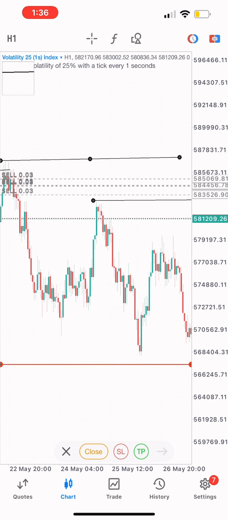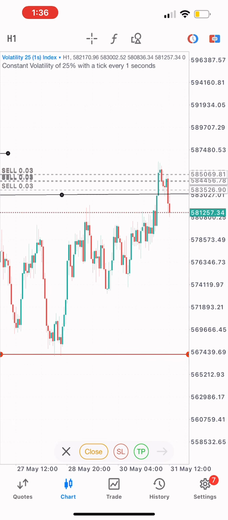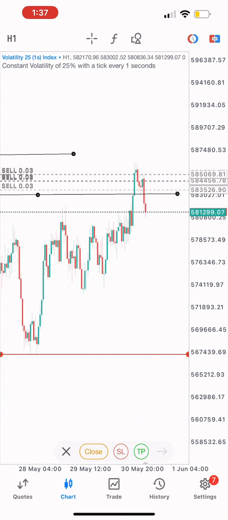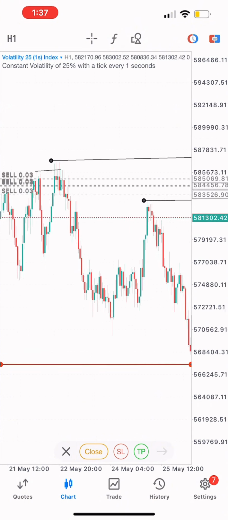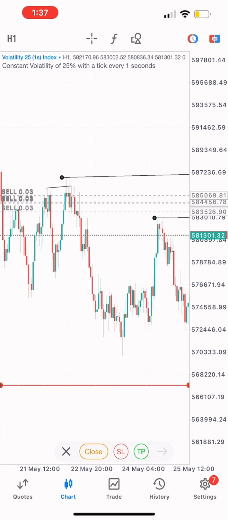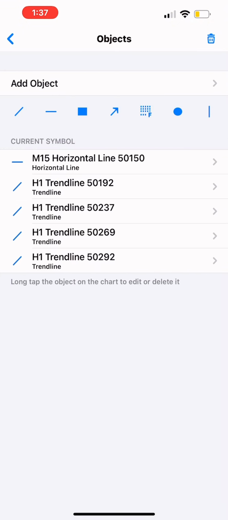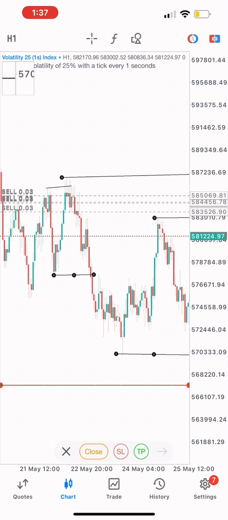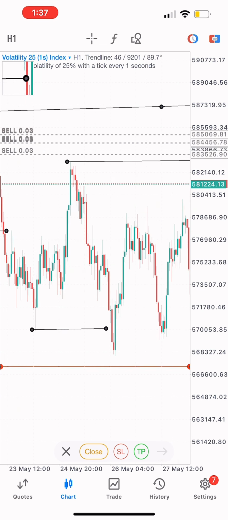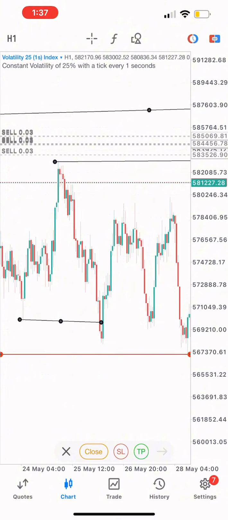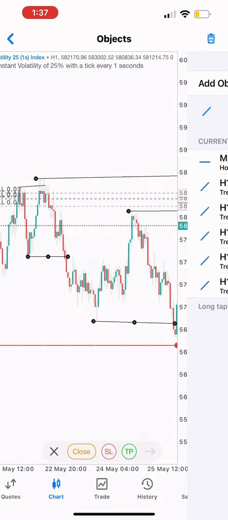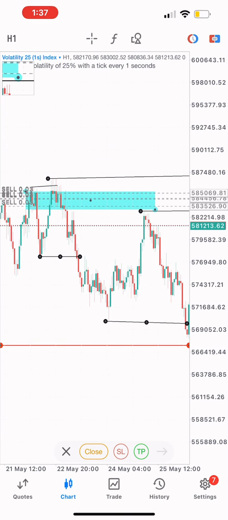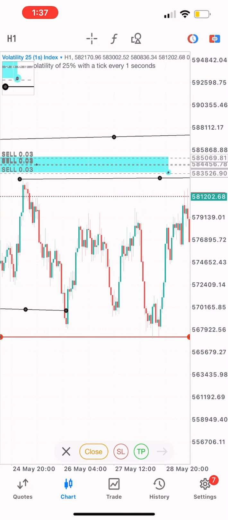So the first rule of the setup is there must be a sweep of liquidity, second, there must be a protected high, and then there must be a break of structure. Here we have a break of structure, that's our first break of structure. Secondly, after that, there must be a pullback, and then after that we have another break of structure. The pullback must be done to create the liquidity that will be swept later.